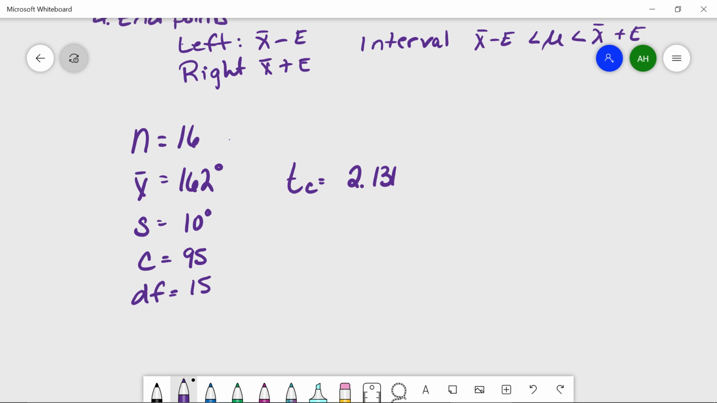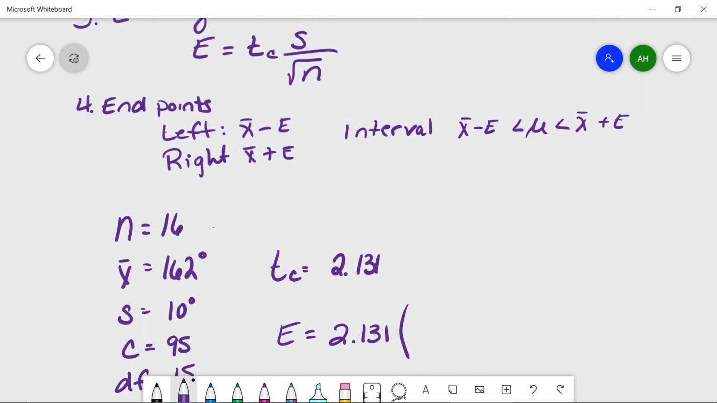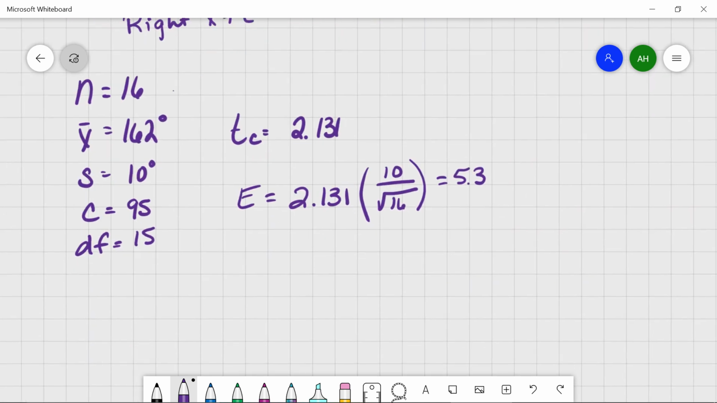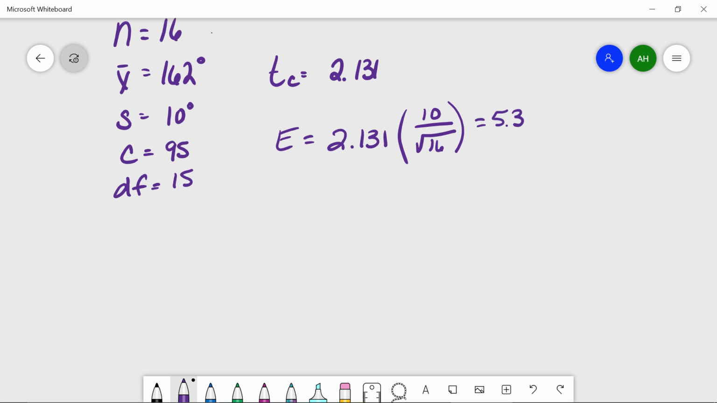Now we need to calculate our margin of error. So E is going to equal that 2.131 times s, which is 10, divided by the square root of n, which is 16. When I calculate that out, I'm going to get 5.3. That's going to be my margin of error. Think about the fact that my sample statistic was 162. So I take the 162 plus 5.3 and the 162 minus the 5.3.